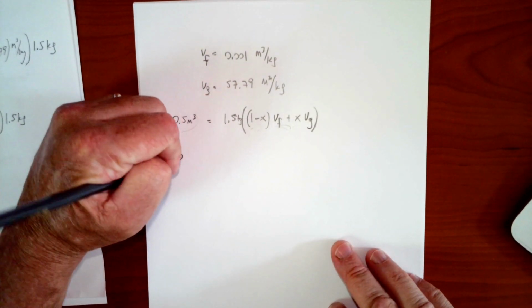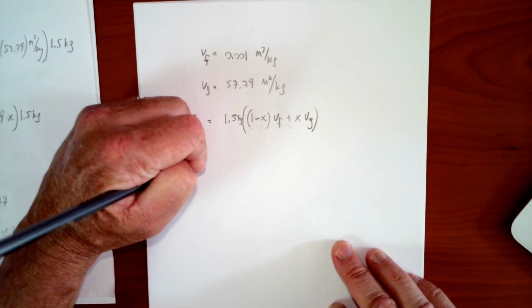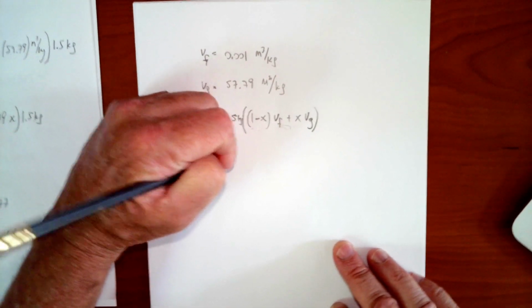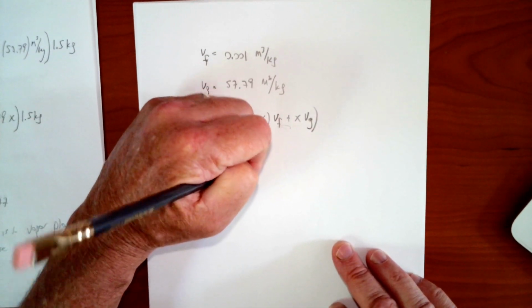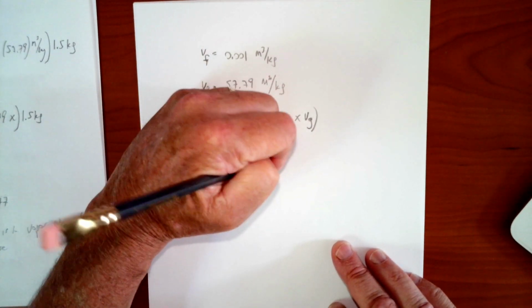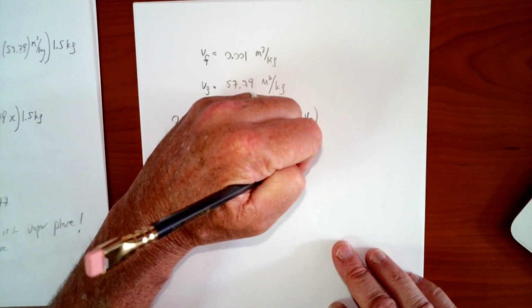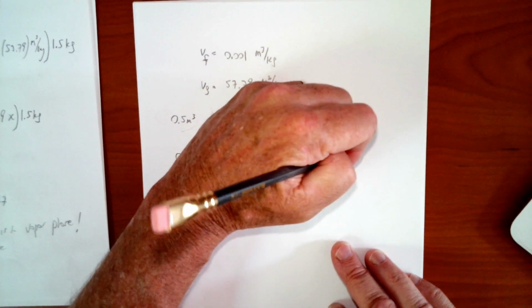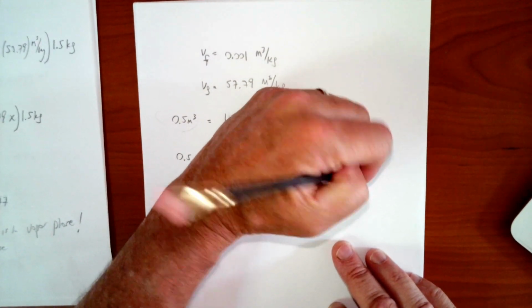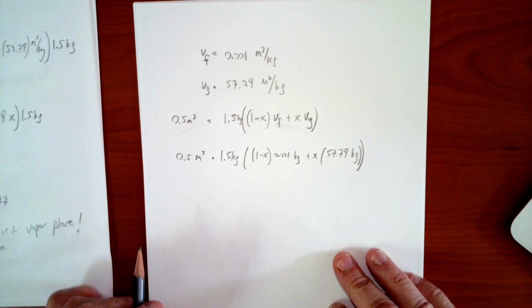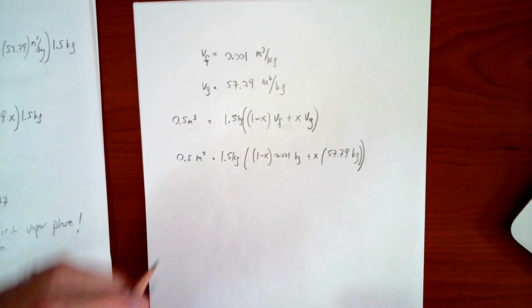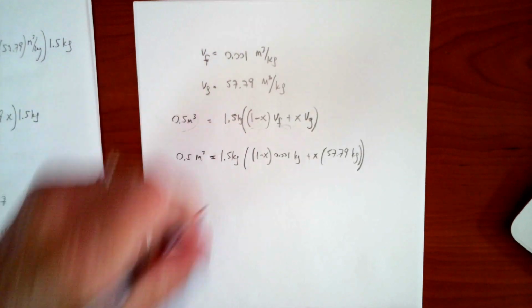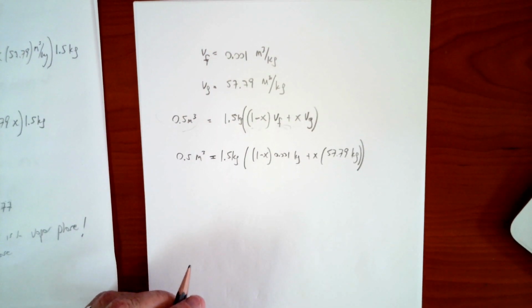We know these numbers because we just wrote them down. So it's 1.5 kilograms total, which has to be 1 minus X times 0.001 plus X times 57.79. That's our simple equation. It has one equation and one unknown. The only unknown is X, so I can solve for X.